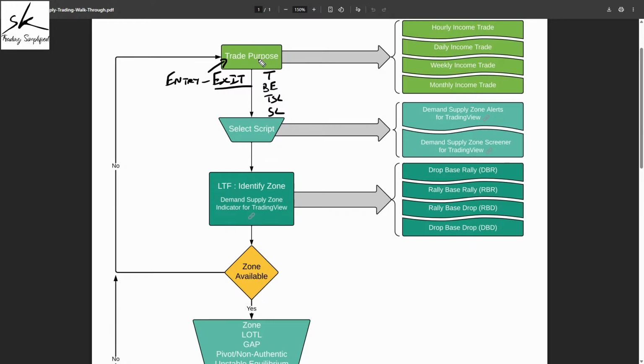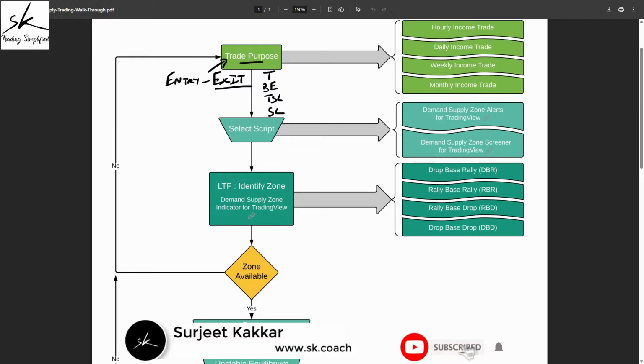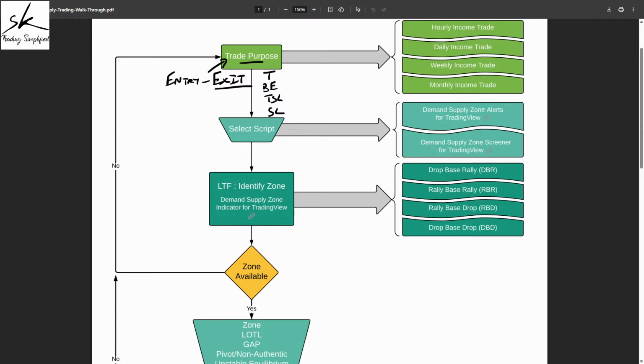Now the question comes: why are we starting with the trade purpose as our very first step? The reason is that when we do the analysis, the charts that we use are time-based charts, and we have a number of time frames available to us. So the very first challenge we face is that there are so many time frames available. Out of these, which time frame should I be using for my analysis? That's the very first challenge.